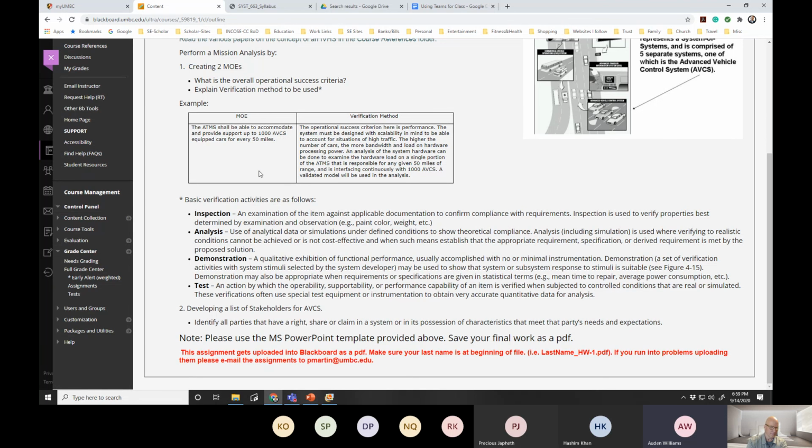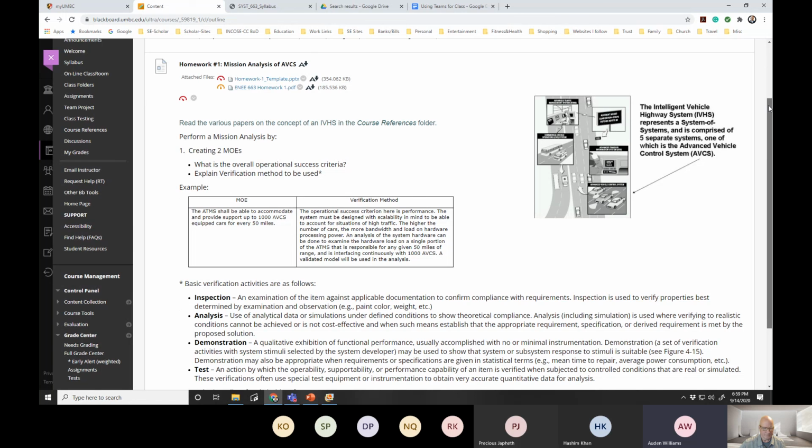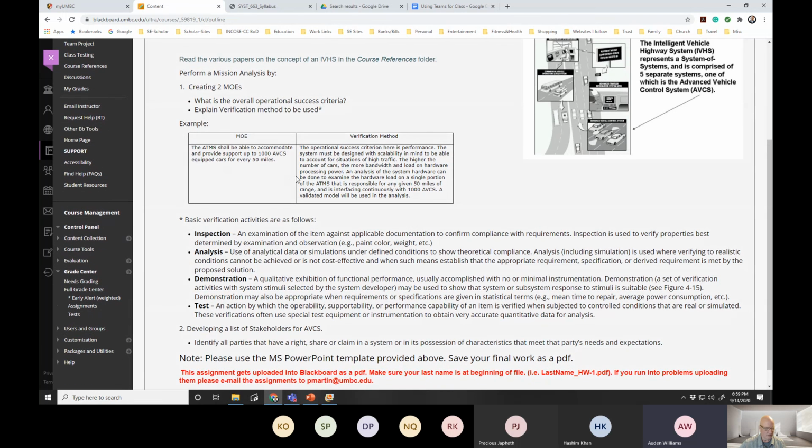I got that, and I know what an MOE is. It's just when I open up the homework, it doesn't ask for an MOE. It says measures of effectiveness up top, but then it says what is the overall operational success criteria. Those are success criteria, like improved safety by reducing annual injuries by 8% in 2011. I guess that is a measure of effectiveness. That's correct, right? Yeah, that is. Okay. I was confused because MOEs are operational success criteria.